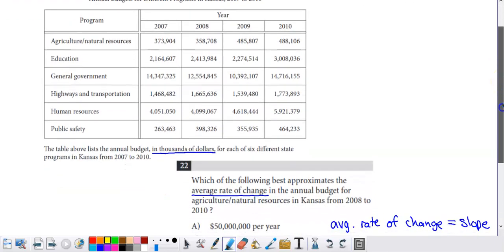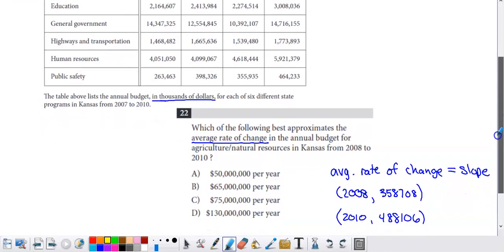with this table successfully. So if you look at this question, which of the following best approximates the average rate of change in the annual budget for agriculture and natural resources from 2008 to 2010? You cannot answer this question unless you know what is meant by average rate of change. An average rate of change is a slope. A slope is a change in y values divided by a change in x values.